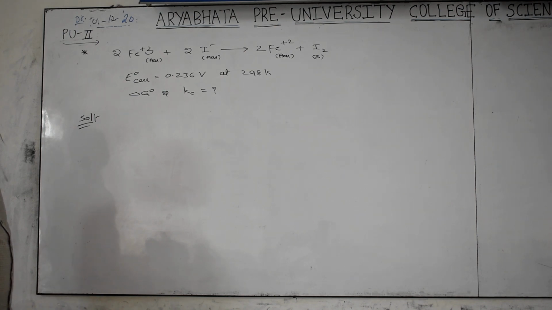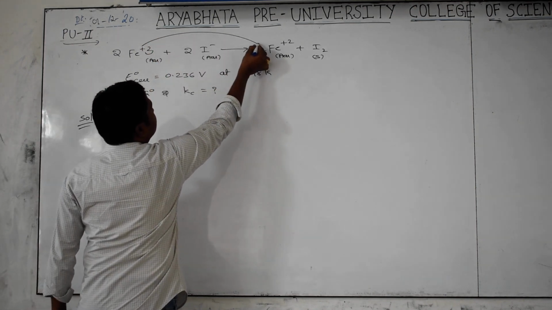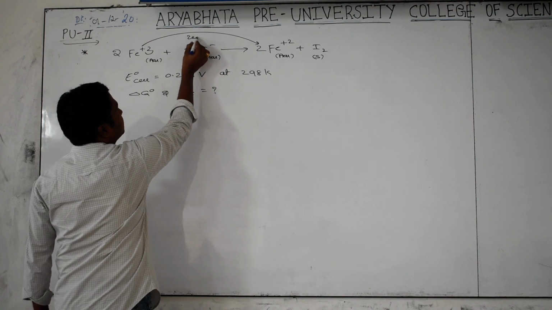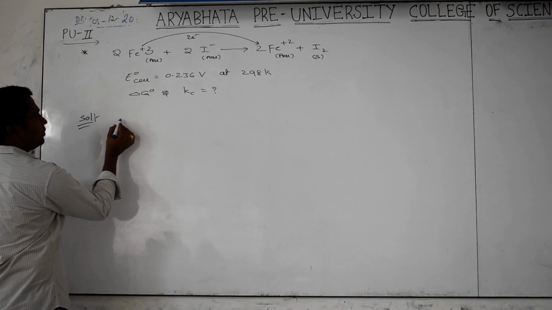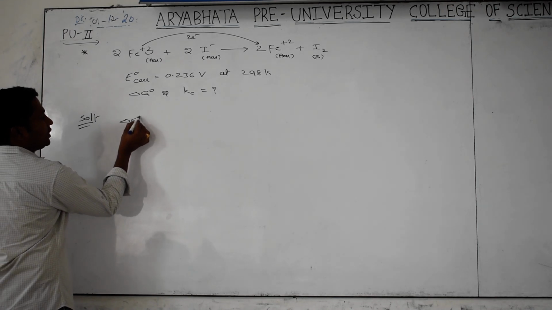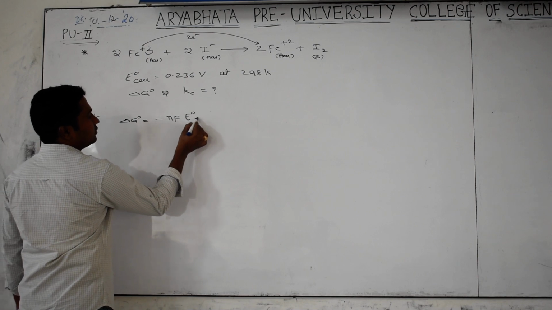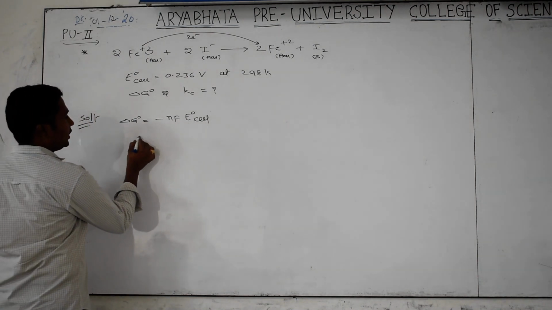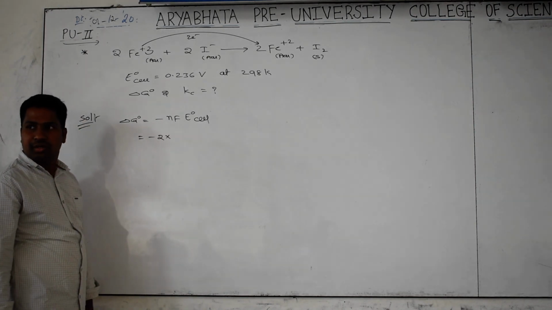First, find out the change in electrons. Fe3+ becoming Fe2+ means 1 electron, but here, after balancing, it is compulsorily 2 electrons change. Yes or no? Yes. Okay, what is the formula for delta G naught directly? Minus nF E naught cell, because it is standard.